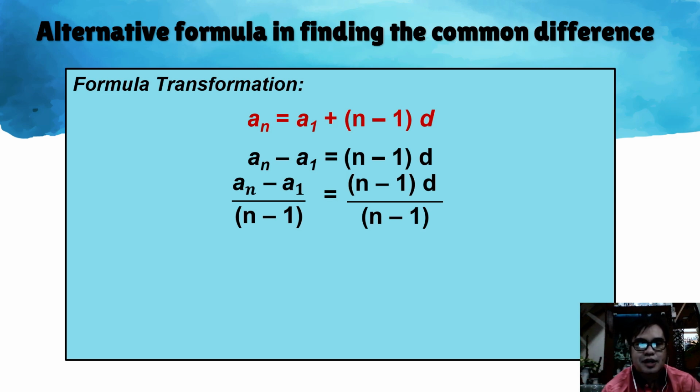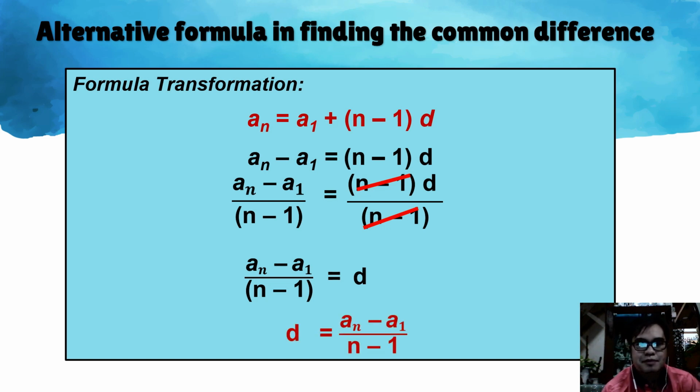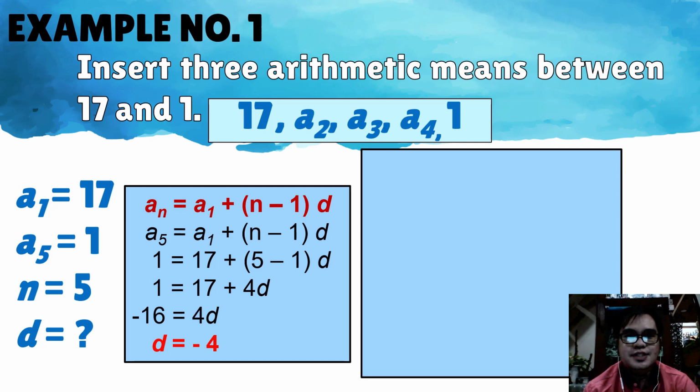After that, we are going to divide both sides of the equation by n minus 1. So a sub n minus a sub 1 over n minus 1 equals n minus 1 times d over n minus 1, so that it will be cancelled out, and d is being isolated. After which, it can be like this: d is equal to a sub n minus a sub 1 over n minus 1. Earlier, we have this process to get the value of common difference.